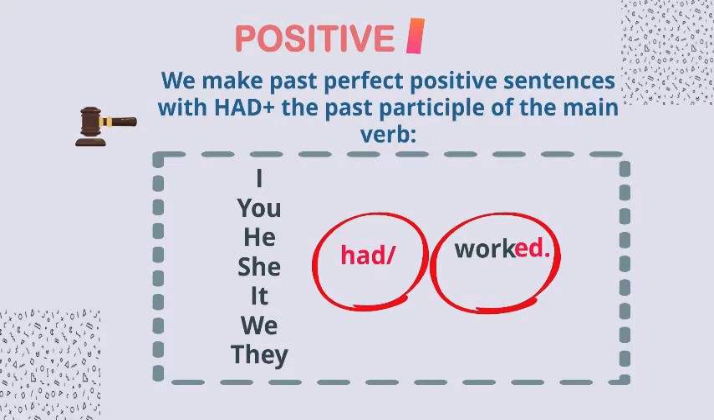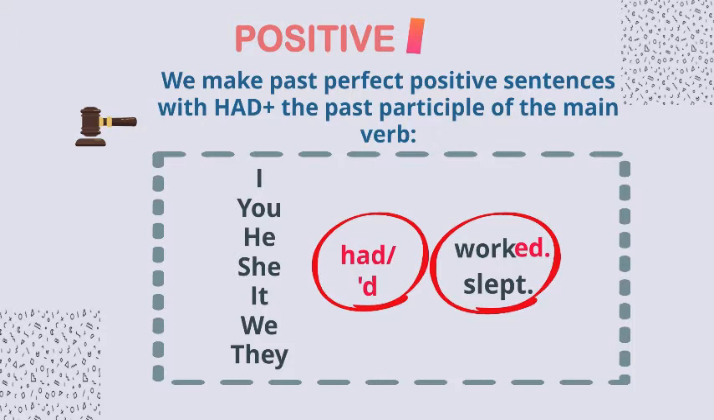If the verb is irregular, we use its so-called third form as a past participle. We've chosen slept as an example, and this time we'll use the contracted form of had with it. You may want to repeat after me to practice your pronunciation. I'd slept, you'd slept, he'd slept, she'd slept, it'd slept, we'd slept, and they'd slept.